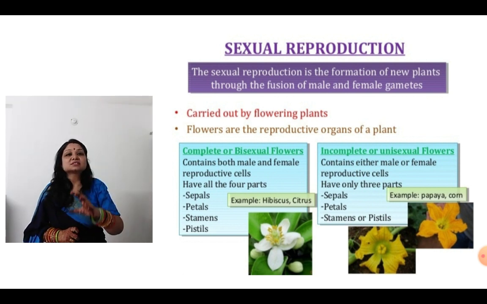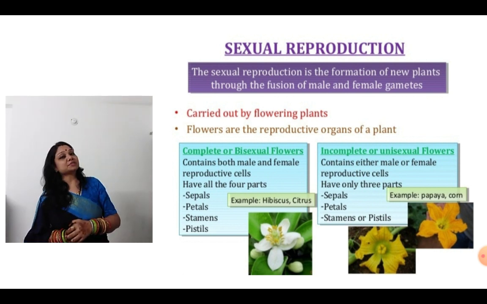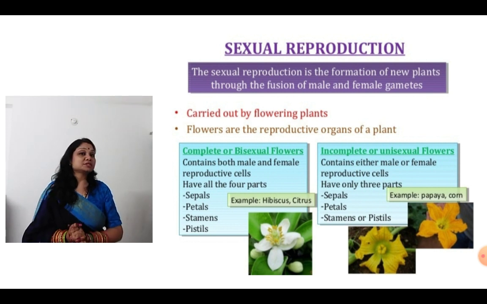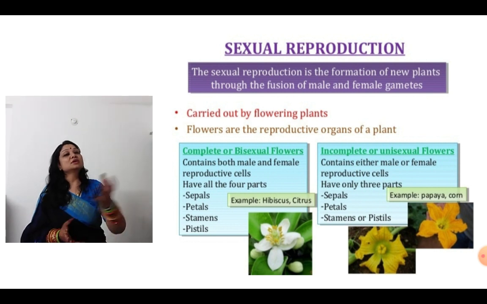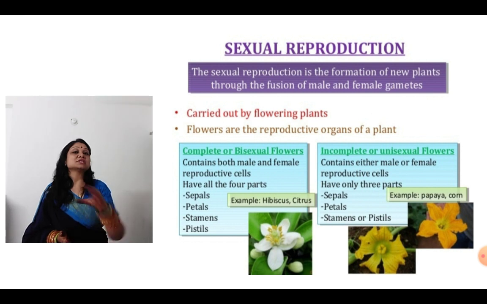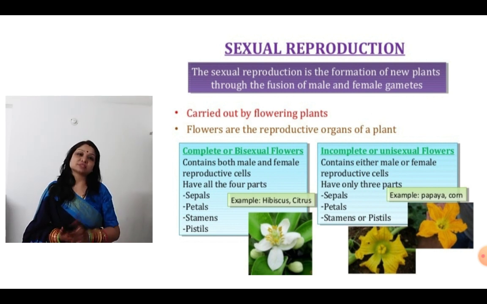Examples are hibiscus and citrus, and mostly all educators show hibiscus to show the parts of the flower because it has both male and female parts. It is a bisexual one.